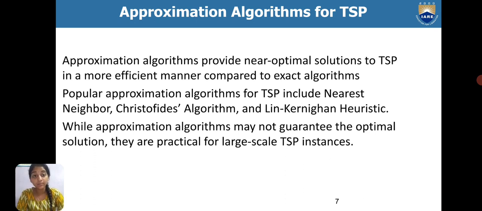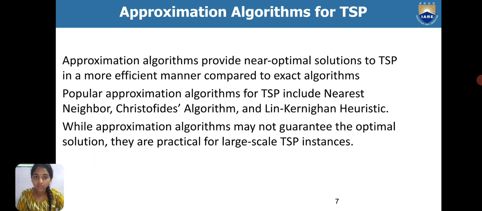Approximation algorithms provide near optimal solutions to TSP in a more efficient manner compared to exact algorithms. So compared to exact algorithms, as the name says, we will get approximate solutions for TSP in a more efficient manner. Popular approximation algorithms for TSP include nearest neighbor, Christofides' algorithm, and the Lin-Kernighan heuristic.